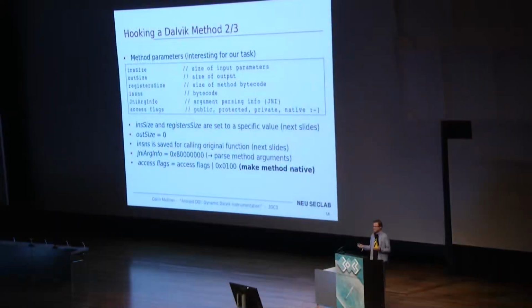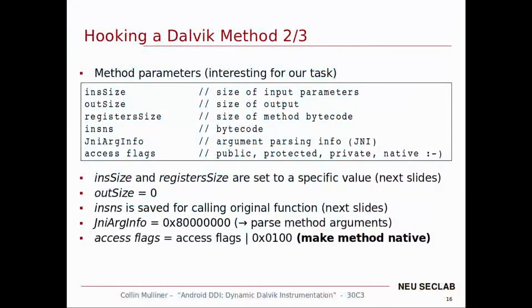The main idea is you resolve a method and change some of its internal parameters to make it a native method. The most important ones are these. You change the JNI argument info, so the JNI subsystem can parse the method arguments. And the most important one is the access flags. You just add 0x100, which defines this method to be a native method now.